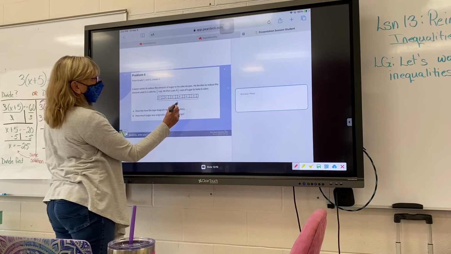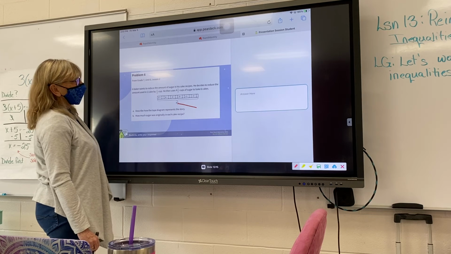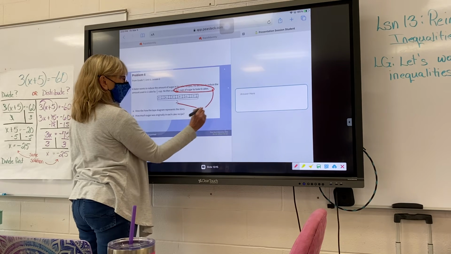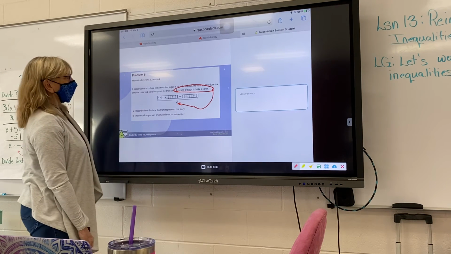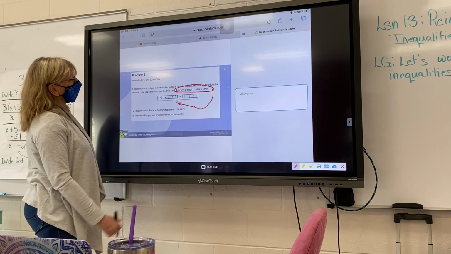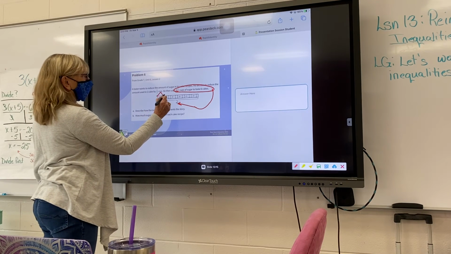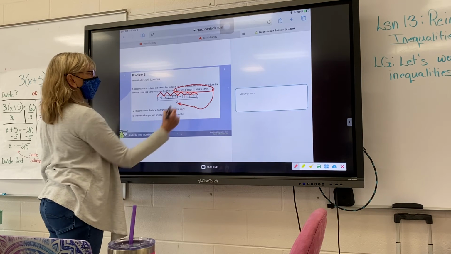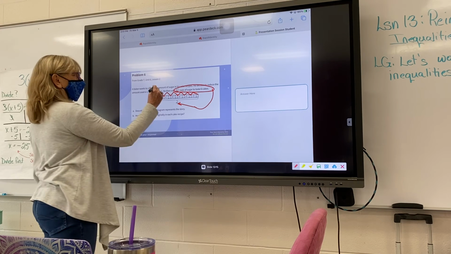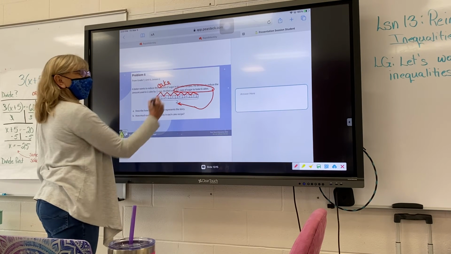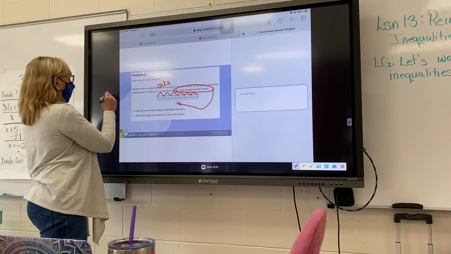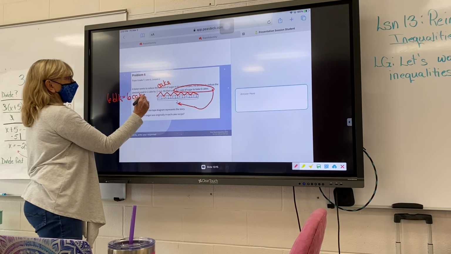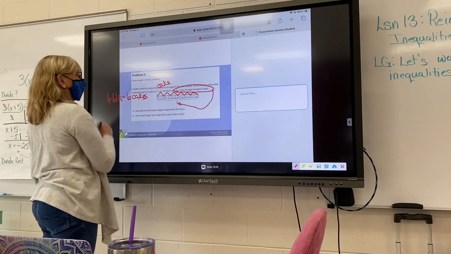All right, so what does the 4.5 represent? The 4.5 represents the cups of sugar that I used to bake 6 cakes. Okay. What does each of these blocks represent? Each of the blocks represents how many cakes you made. Okay, so each one represents a cake. So 6 blocks equals 6 cakes.